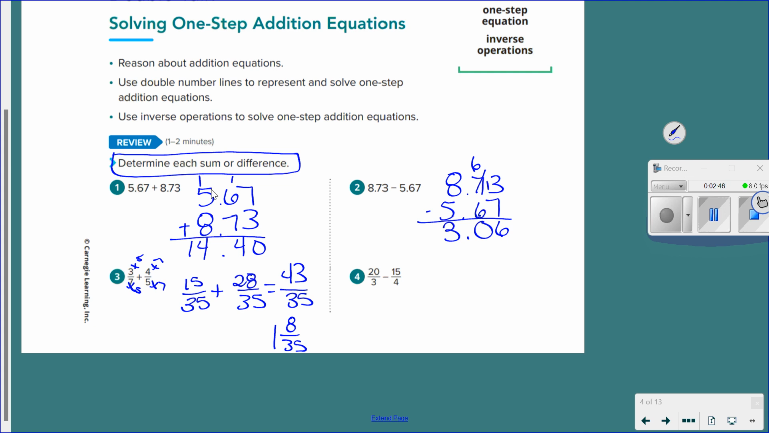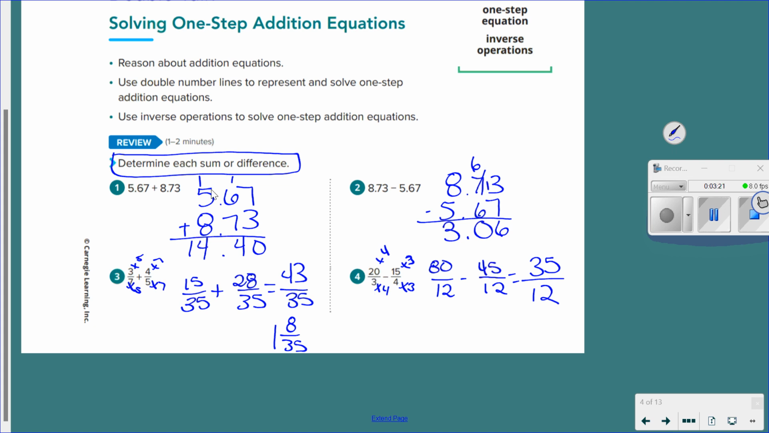All right, again, subtracting fractions is the same. I need a common denominator. What is the common denominator between 3 and 4? 12. What do I do to 3 to get to 12? So 20 times 4? 80. And what do I do to 4 to get to 12? 15 times 3? 45. What is 80 minus 45? And my denominator stays the same.